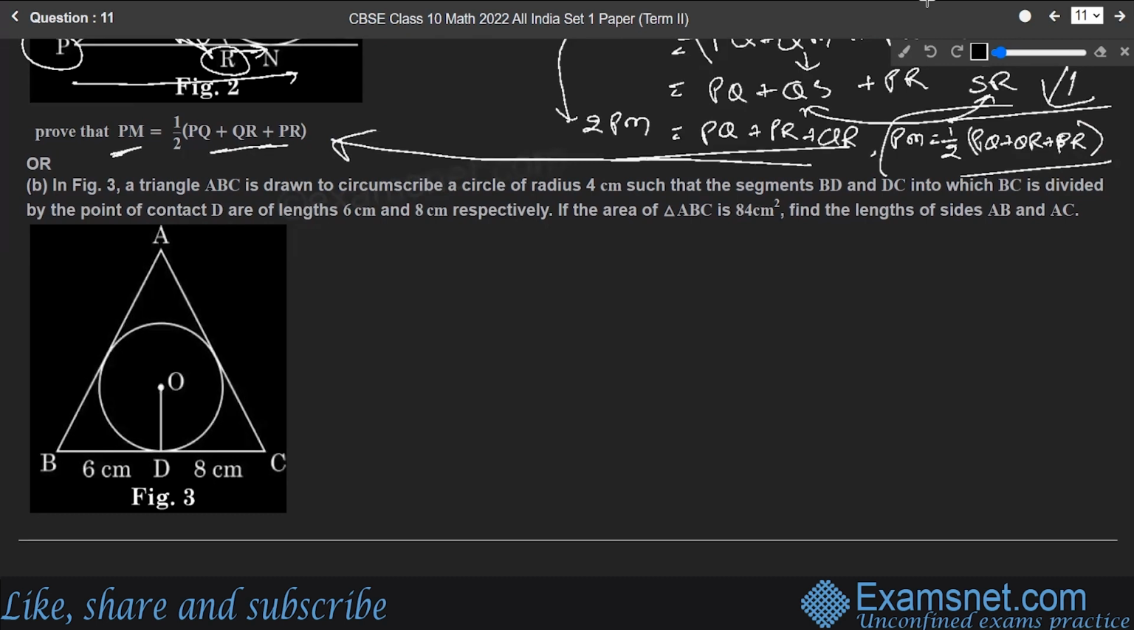Circumscribe means the circle is drawn inside the triangle, touching its sides, with radius 4 centimeters, so that segments BD and DC, into which BC is divided by the point of contact D, are of length 6 centimeters and 8 centimeters respectively. It is all part of the circle and is part of the figure given. Area of triangle ABC is 84. Find the lengths of sides AB and AC.